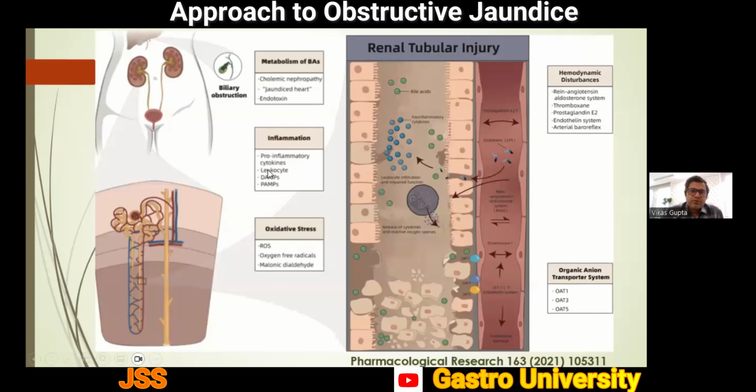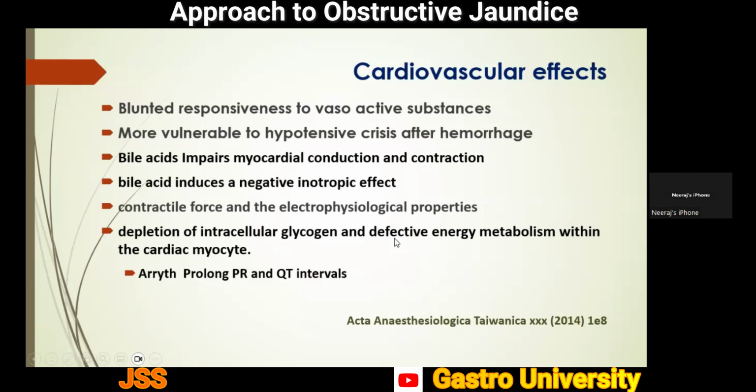So this is again a photograph which shows the direct mechanisms of cholemic nephropathy, wherein the increased bile acid concentration is there in the renal tubules. The pro-inflammatory mediators are acting on this. Oxidative stress, low perfusion states, all these will cause cast nephropathy in these patients.